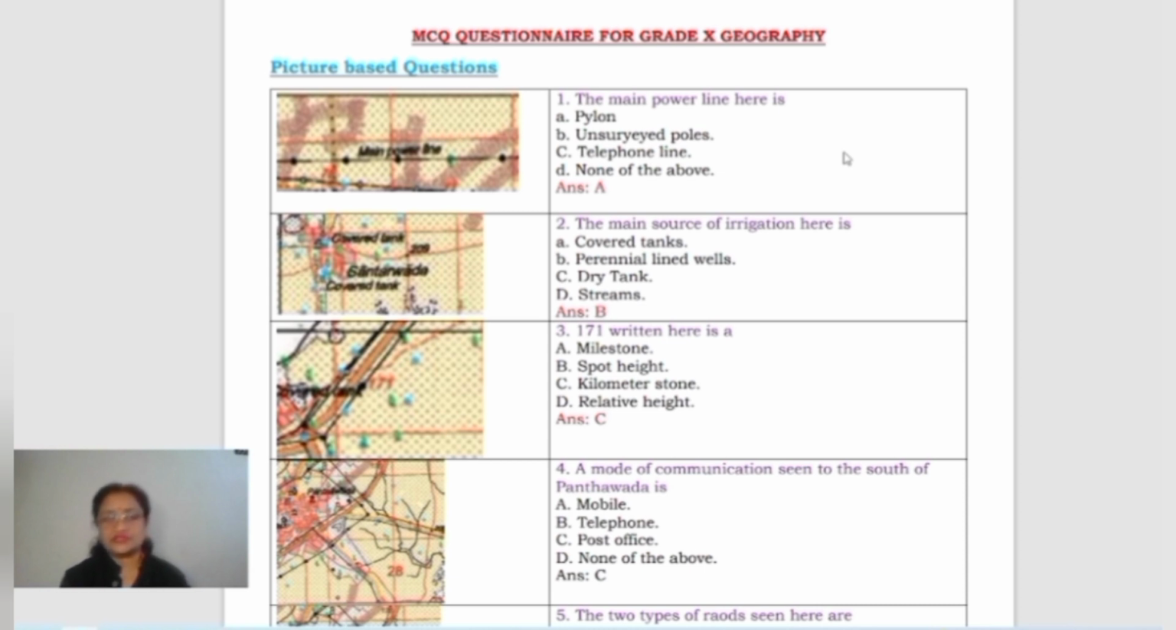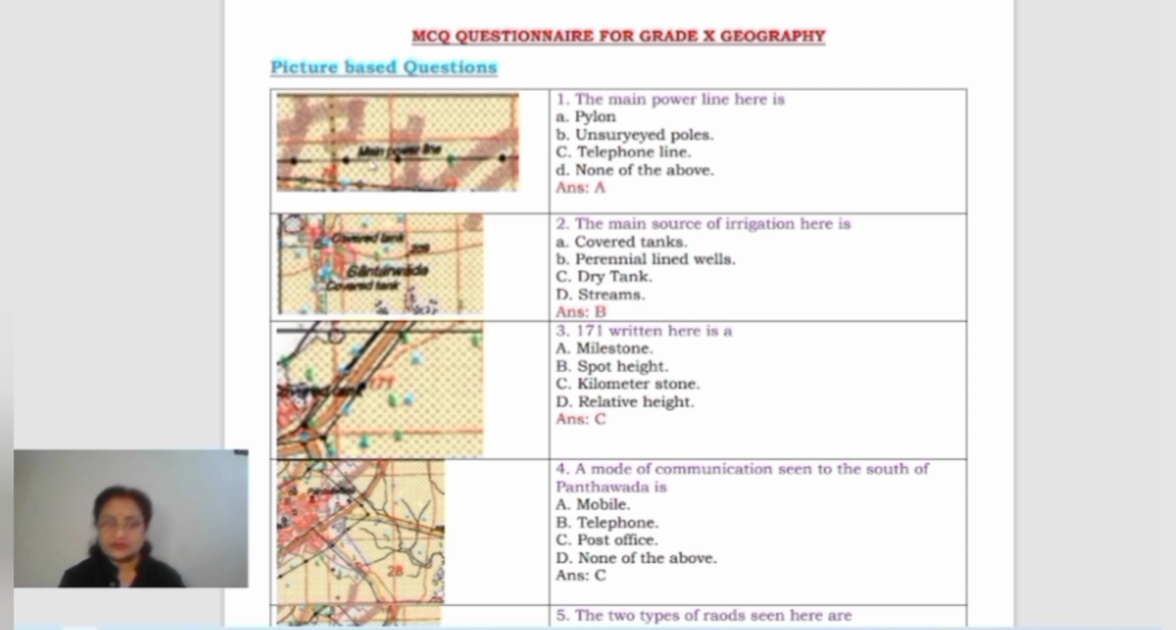Number one, first question is, children, you can see the topo sheet is the first part of the first term syllabus, and out of that also these are a few pictures which you can see here. These are just a small part of the actual topo sheet. On the other side you can see all the questions are mentioned. So let's start.